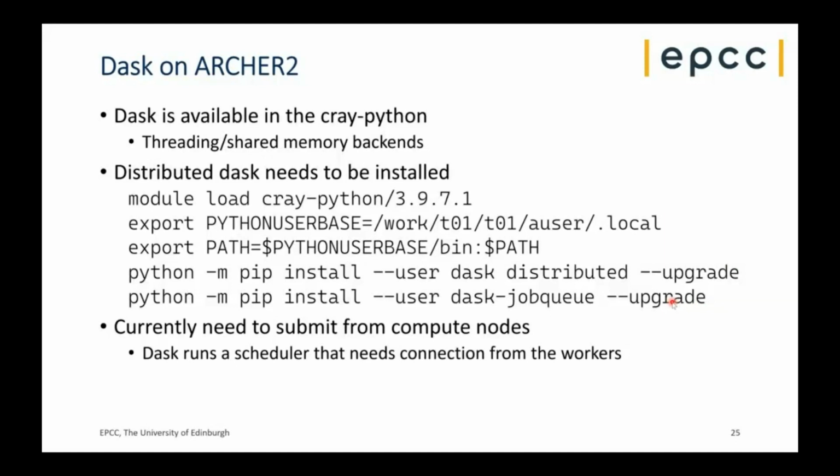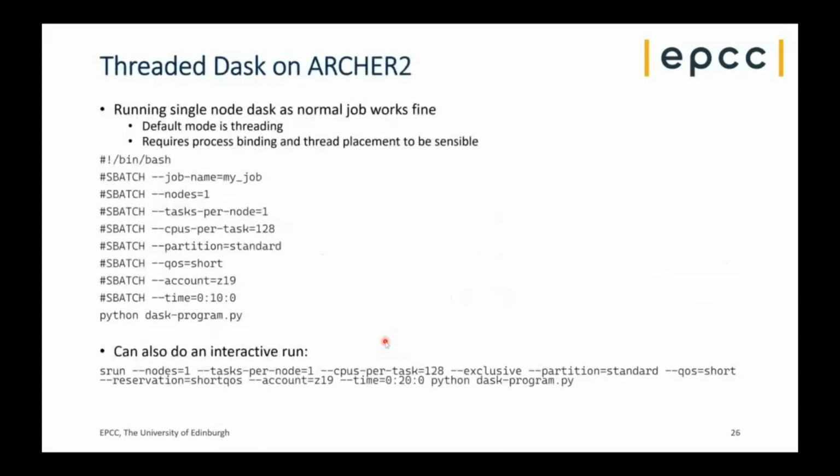When we go to run a distributed job, currently we need to submit that from the compute node. So we need to do an interactive job to submit it. That's because Dask needs a connection from the Dask controller to its workers to do scheduling. It's possible to set that up on the login nodes and get that connecting through to the compute nodes, but it's a bit tricky. So we just use an interactive job to submit our run and do it that way.